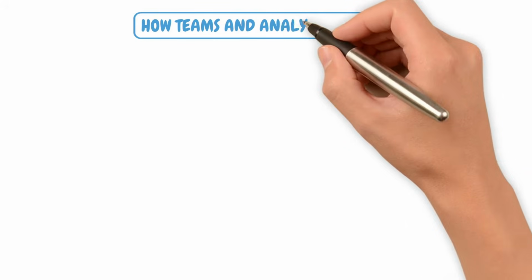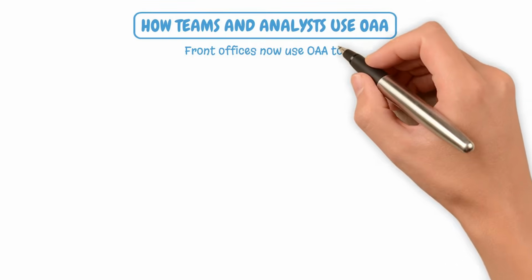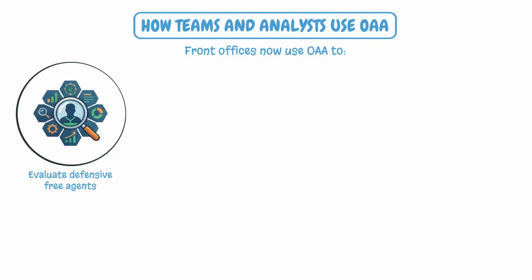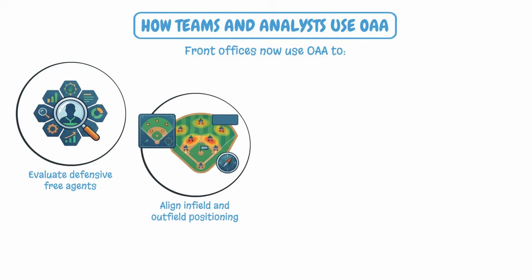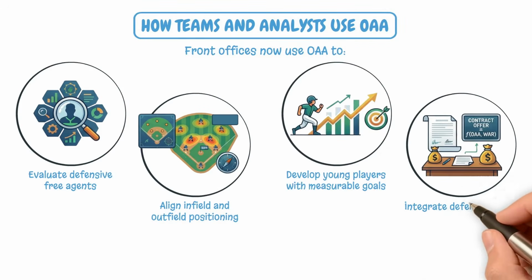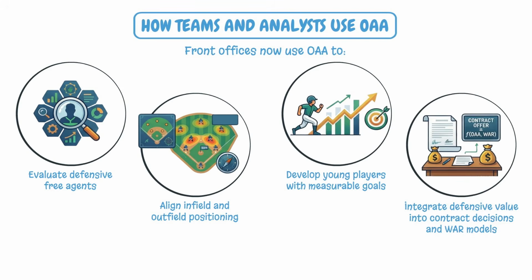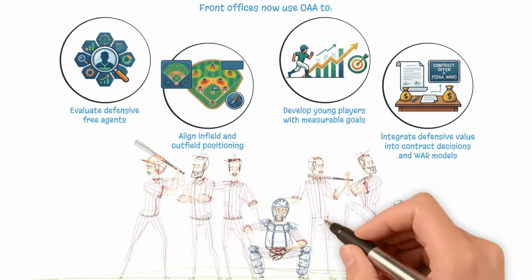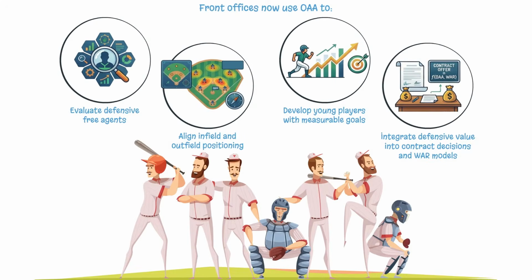How do teams and analysts use OAA? Well, front offices now use it to evaluate defensive free agents, align infield and outfield positioning, develop young players with measurable goals, and integrate defensive value into contract decisions and WAR models. It's not just a stat for fans anymore, it's a tool for building rosters and winning games. Because when it comes to measuring position players, half of the game is spent in the batter's box and half of the game is spent out in the field. Being able to quantify both sides of the ball is incredibly important when it comes to signing multi-million-dollar contracts.